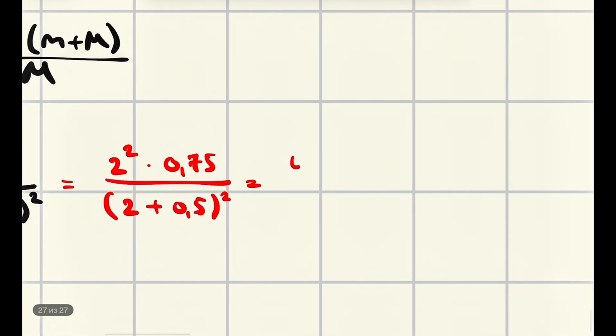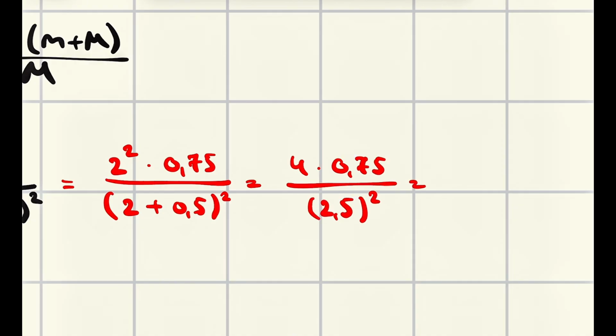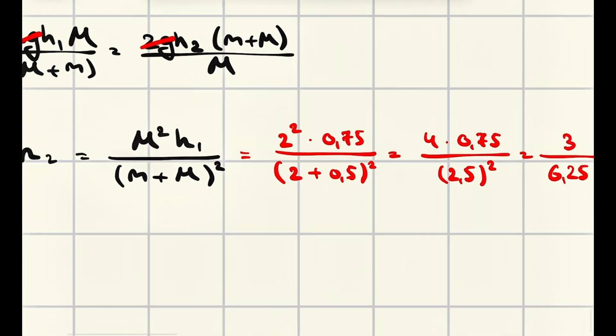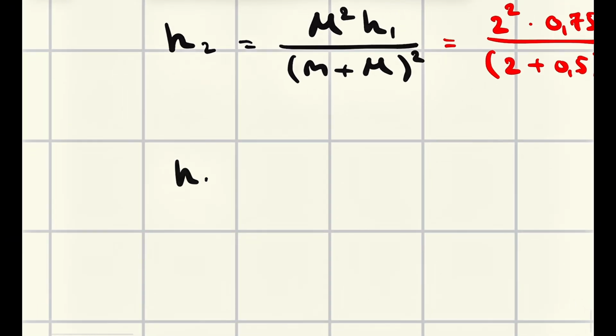And this thing would be 4 multiplied by 0.75. This thing would be 2.5 squared. Above what we have is 3, right? And below what we have is 6.25. And if we divide those two, then it will give us 0.48, but it is meters because we have converted centimeters into meters. Our final result would be h2 equal to 48 centimeters. This is the last answer that we have, and it is correct.